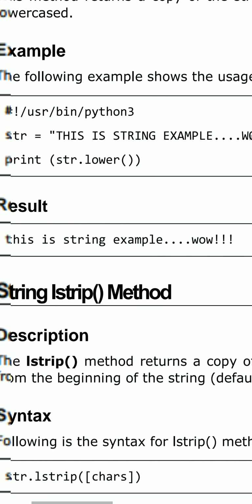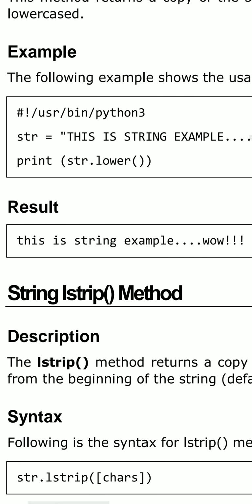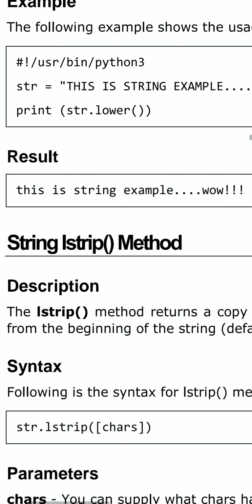This is a string example. So I have taken all the characters in the string in uppercase, and as soon as I call the method string dot lower, each character in the string is converted to lower case. That is the main aim of the lower method.